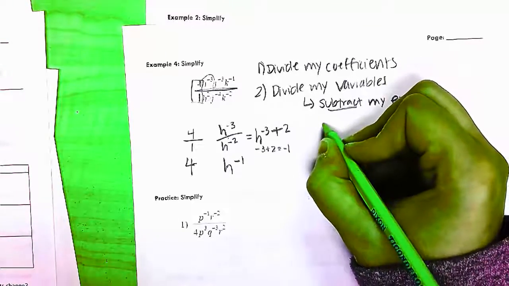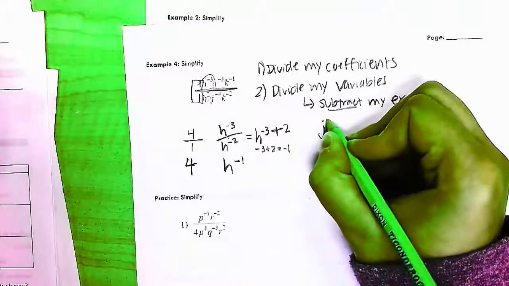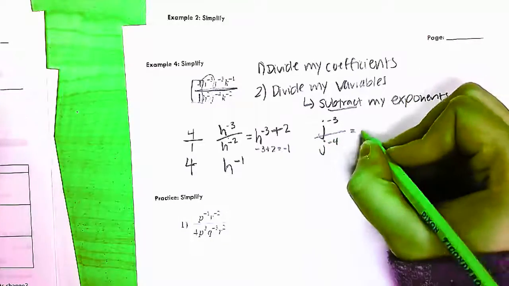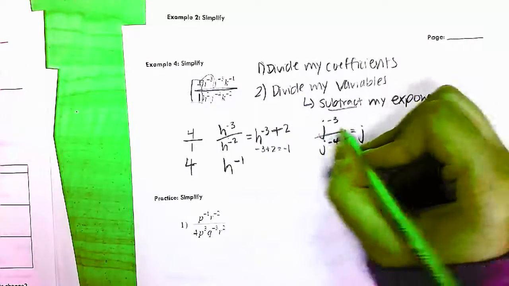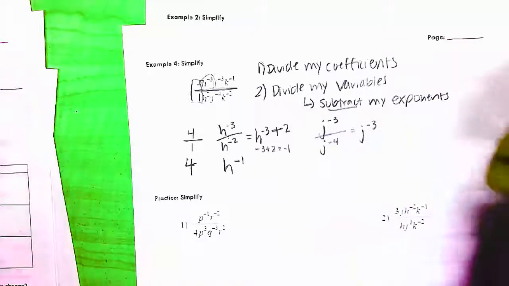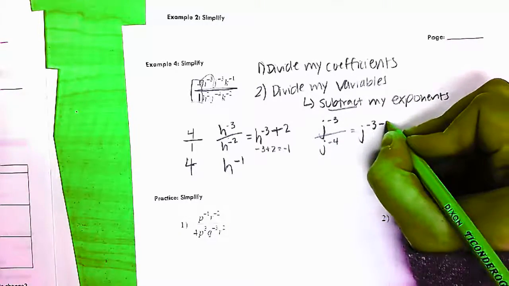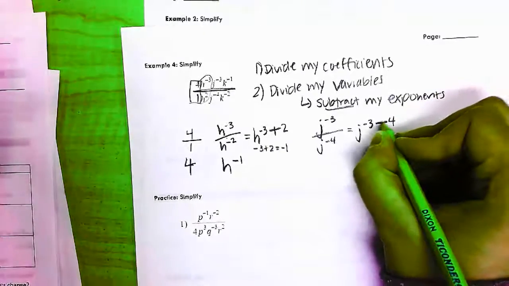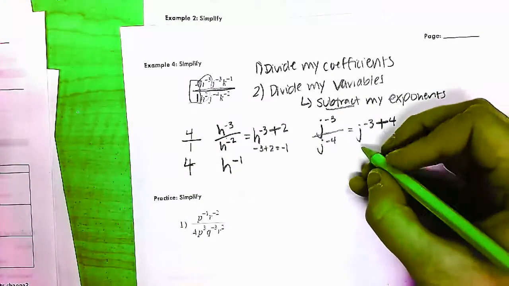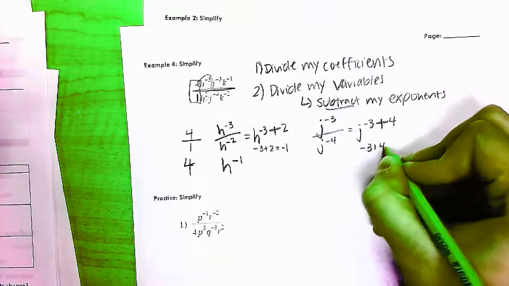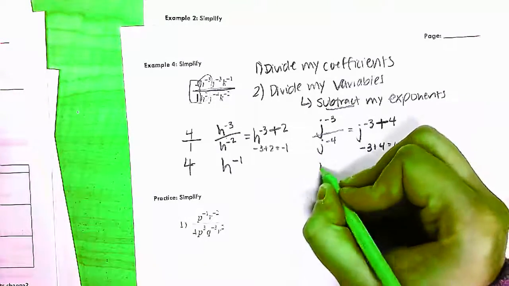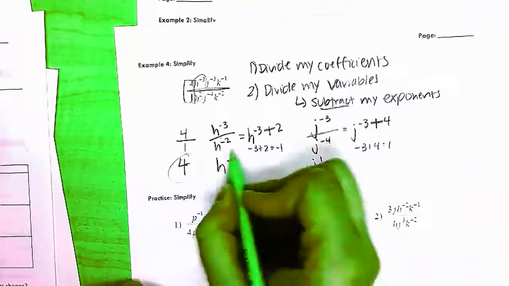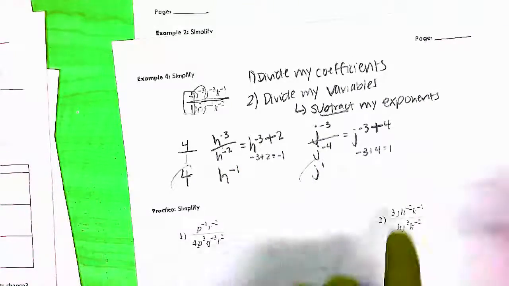Next, I'm going to work on those j's. So I'm going to have j to the negative 3 over j to the negative 4. I know that when I'm dividing, I have to subtract my exponent. So I have negative 3 minus negative 4. You and I both know that minus and negative becomes a plus. So that leaves me with negative 3 plus 4, which equals 1. So I have j to the power of 1. So I have my 4, my h to the negative 1, I have my j to the 1.